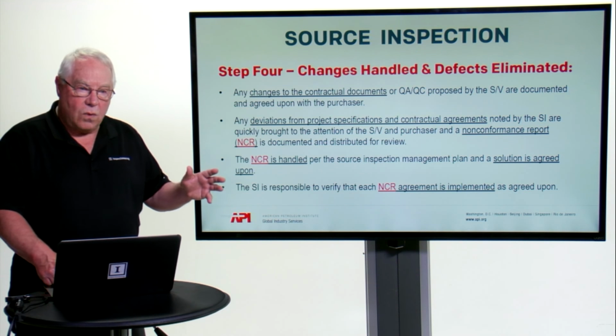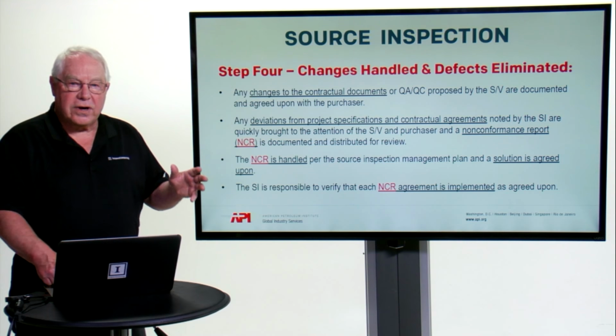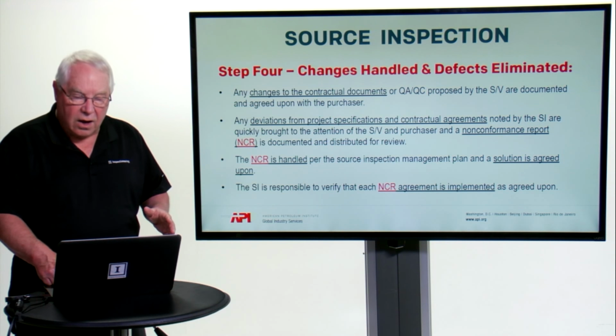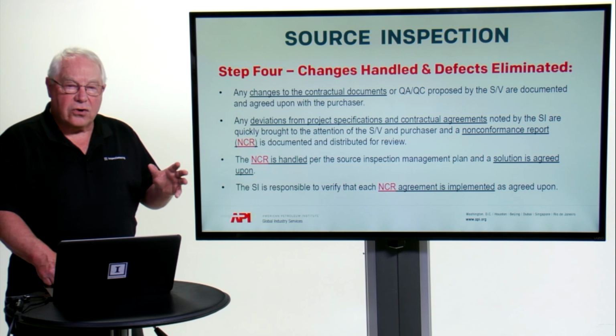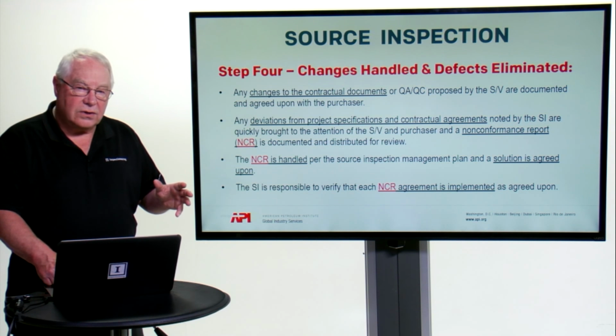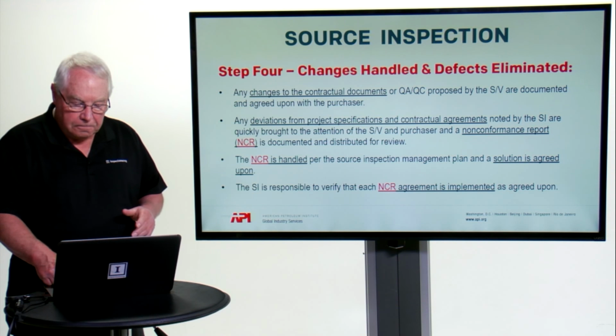And that's all well and fine. That's the normal learning process during fabrication of a piece of equipment. At any rate, any of those deviations that occur from the originally agreed upon contractual documents have to be approved by the purchaser before they're implemented.